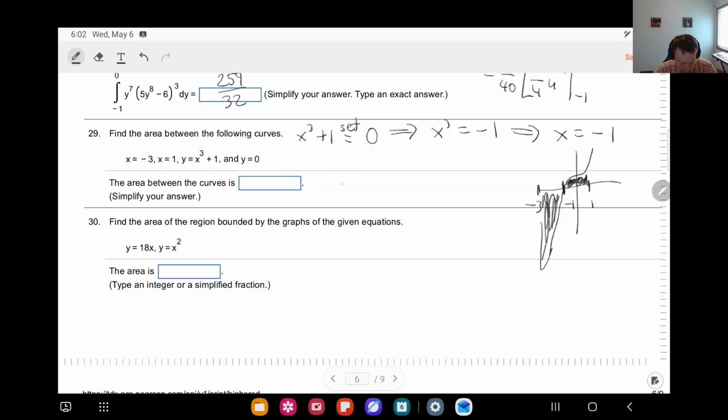Right, so between -3 and -1, 0 is the high curve minus the whole x cubed plus 1 dx. That gives me this area right here. Then plus the integral from -1 to 1. Now x cubed plus 1 is the high curve minus 0.